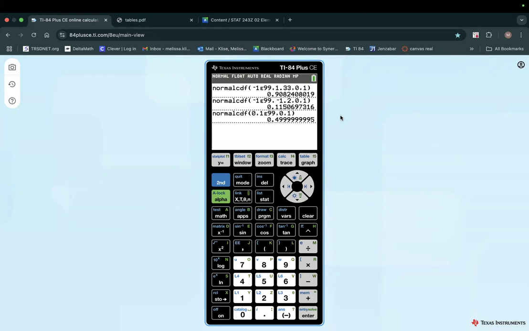Yes, it says 0.499999995, but you get it. It's 50. Nobody's not going to round that to 50%. It is what it is. Sometimes our calculators are weird. I'm going to do another one with a better number.